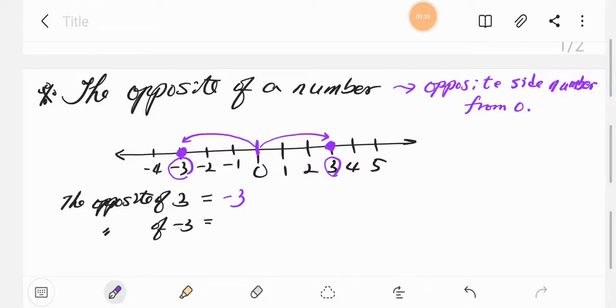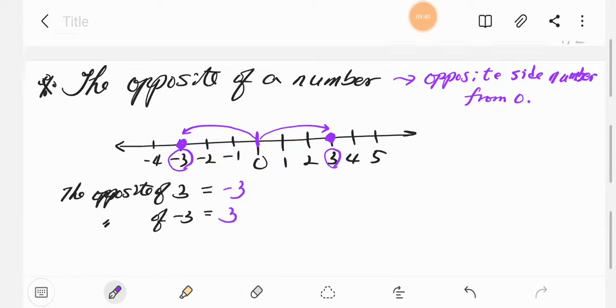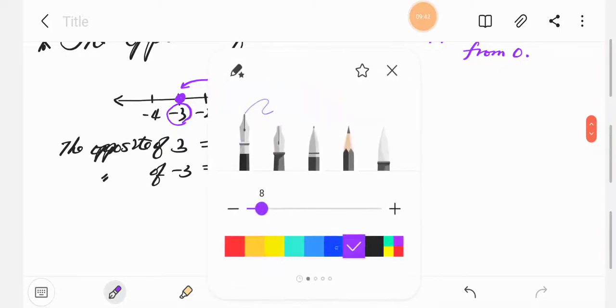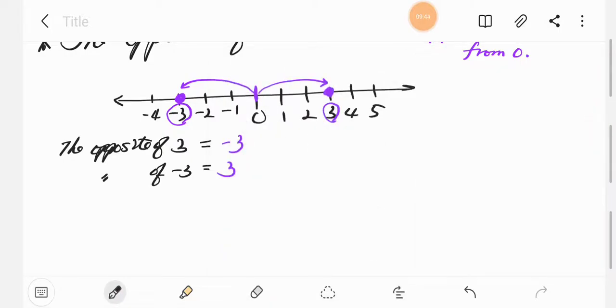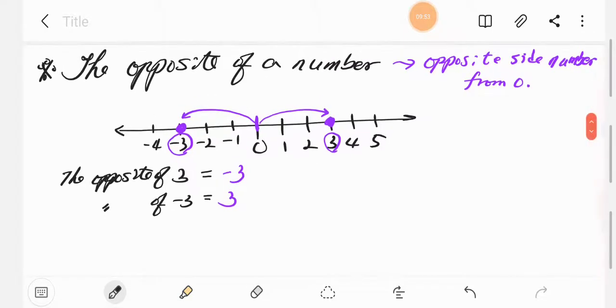How about the opposite of negative 3? The same thing. If you are on negative 3, the opposite side is positive 3. Isn't it simple? So the opposite means change the sign of the number. The opposite of 4 will be negative 4. So what we do is change the sign of the number. That's the opposite.